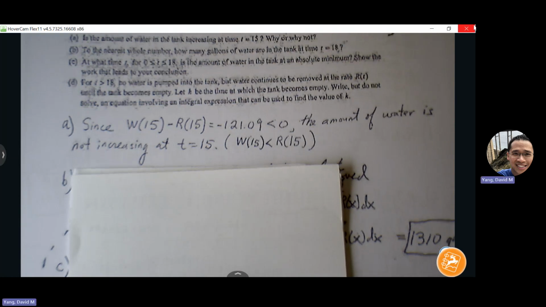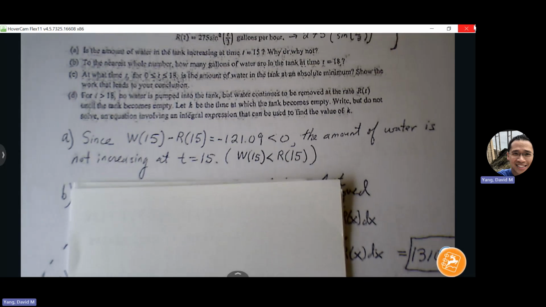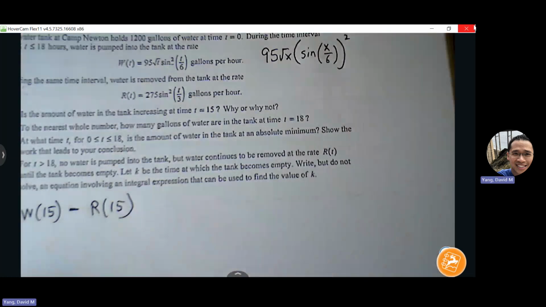Part B, to the nearest whole number, how much water is in the tank at t equals 18? So we talked about how this is a rate in, rate out formula, where sometimes there are three components we have to consider. We have to consider how much is there to begin with, how much has been added, and how much has been removed. If we take all those three things into consideration, then we can figure out how much is left after all three things have been accounted for. So let's create that formula.